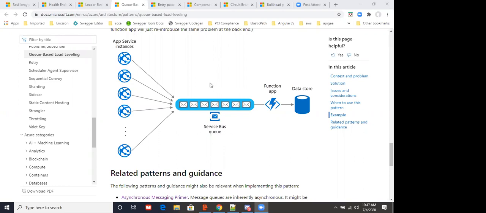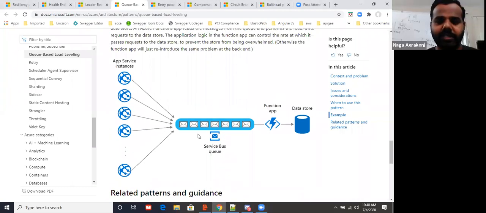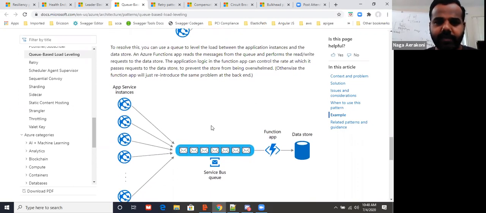So Naga, what is meant by a service bus queue? Are they using a database kind of queue here, or is this just a data structure queue? I think it's just a queue. You can literally assume a queue, maybe first in, first out, or just a simple distributed queue. The idea here in the example is basically to queue up the load, depending on how many service instances you have.